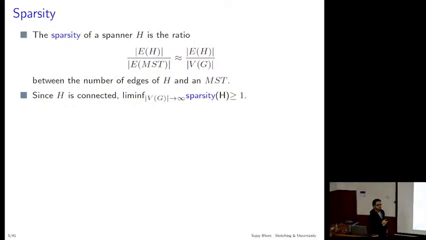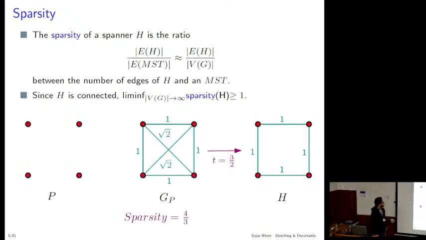So how do we measure the sparseness of a spanner? It is the ratio of the number of edges in the spanner to the number of edges in the MST. Why MST? Because a tree is the smallest possible connected structure in terms of sparseness. So if I look at the same example, this gives us sparsity 4 by 3 if you report this as a spanner.